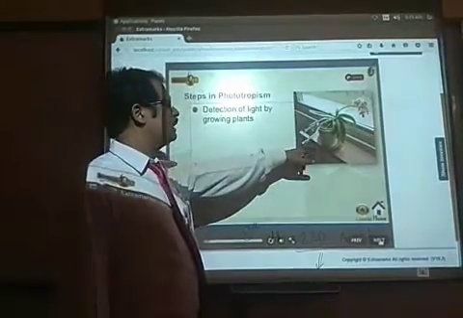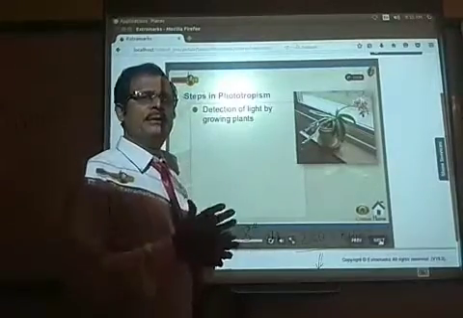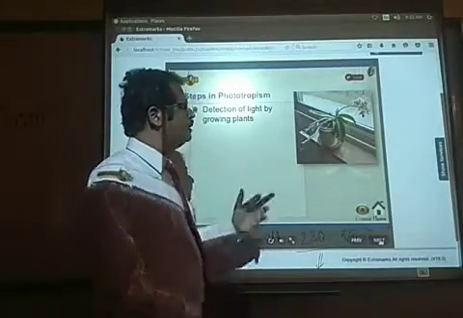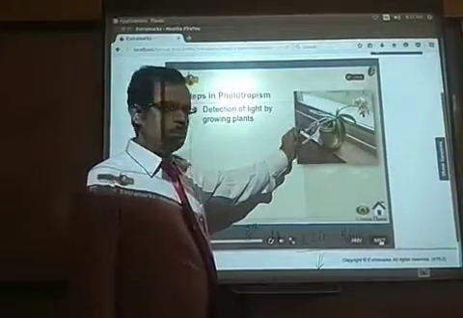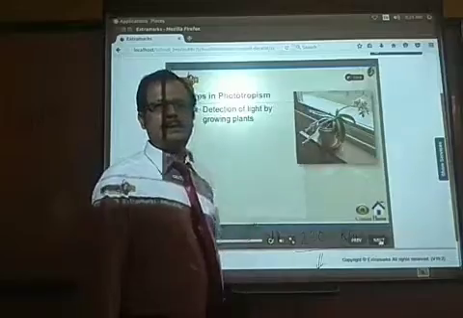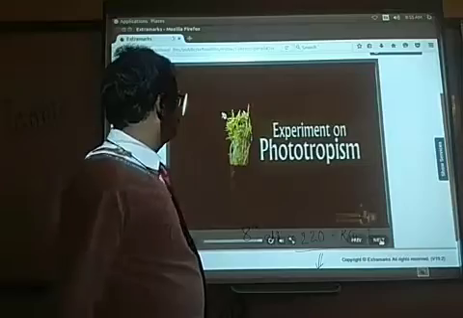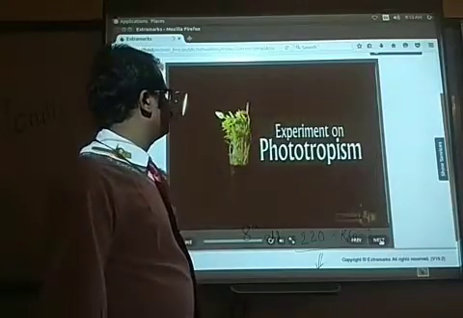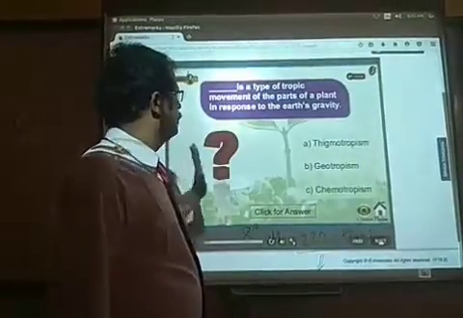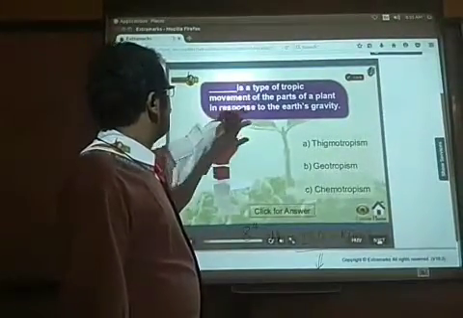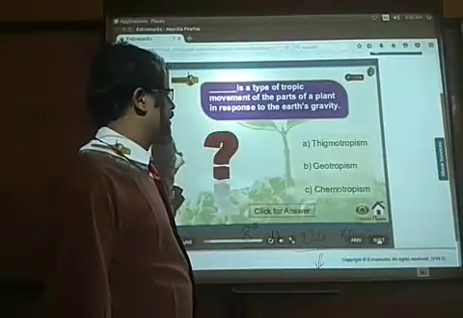Suppose there is a plant in a pot kept in a room, and there is a window, and the window is open. Then the light comes in through the window, and the upper part of the plant also moves towards the light from the window. Now, the experiment on phototropism. This is a type of tropic movement of a part of the plant in response to stimuli.